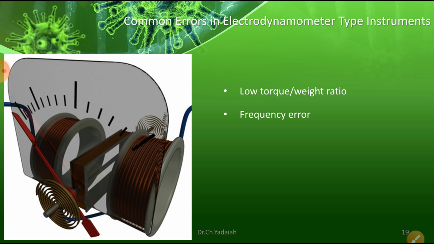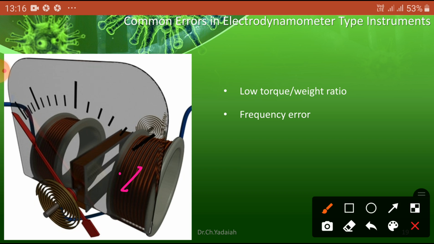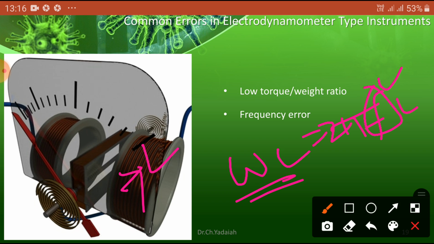While operating on AC, this coil has inductance, so the reactance is omega L, where omega is equal to 2 pi f. So L is the frequency error. If the frequency changes, automatically the ohmic value also changes, then current changes and flux changes, deflecting torque changes, thereby the total reading may be in error.